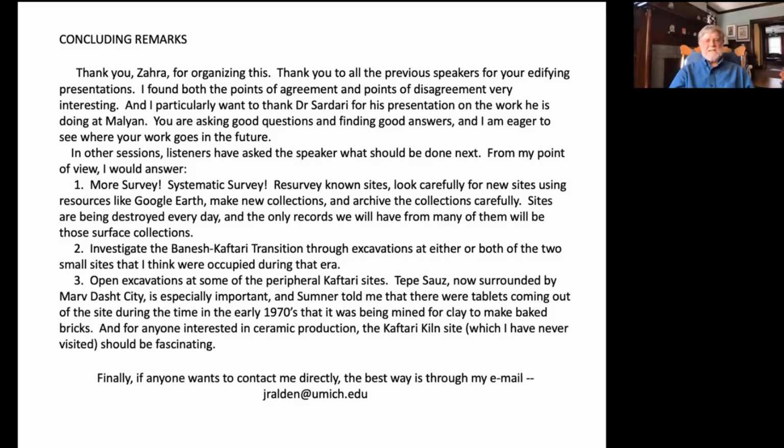I've never seen the site, but it looks relatively undamaged in the Google Earth view of that part of the valley. And I think it'd be a very interesting place to dig.